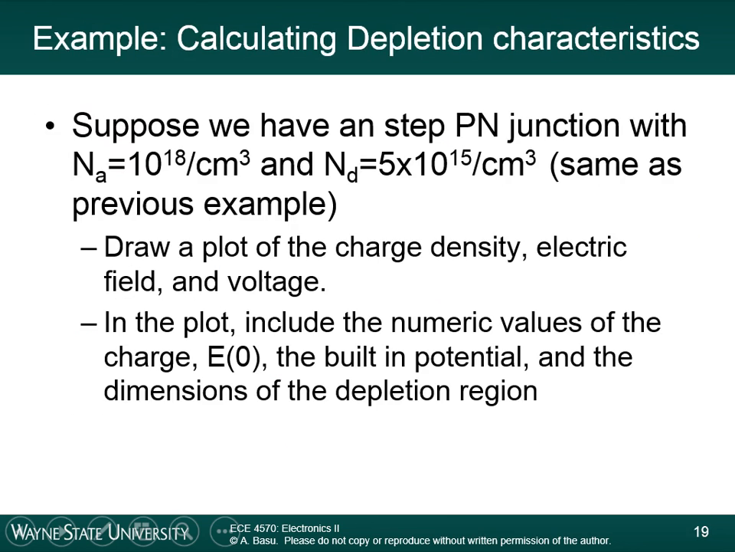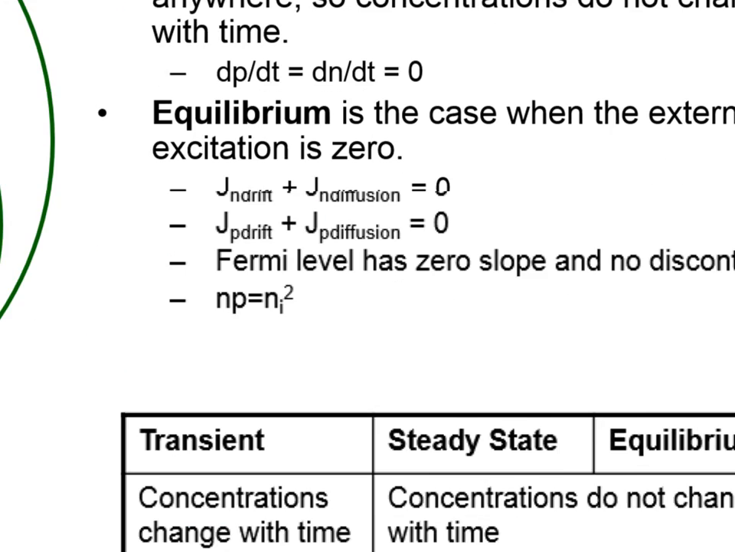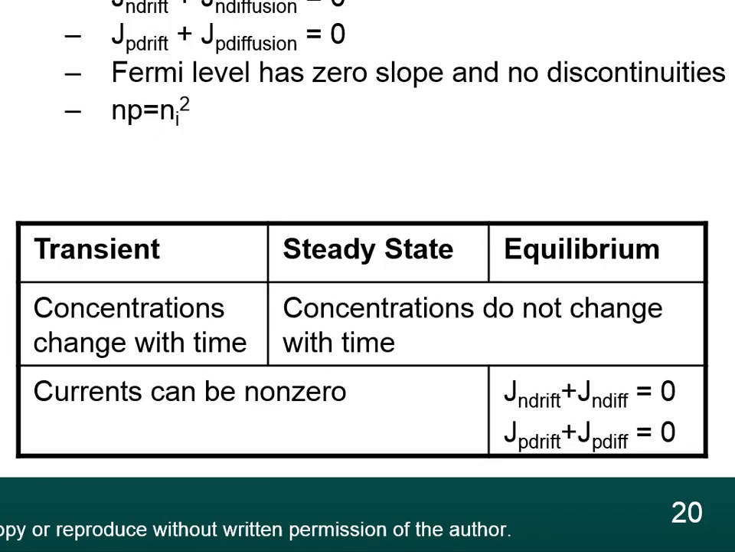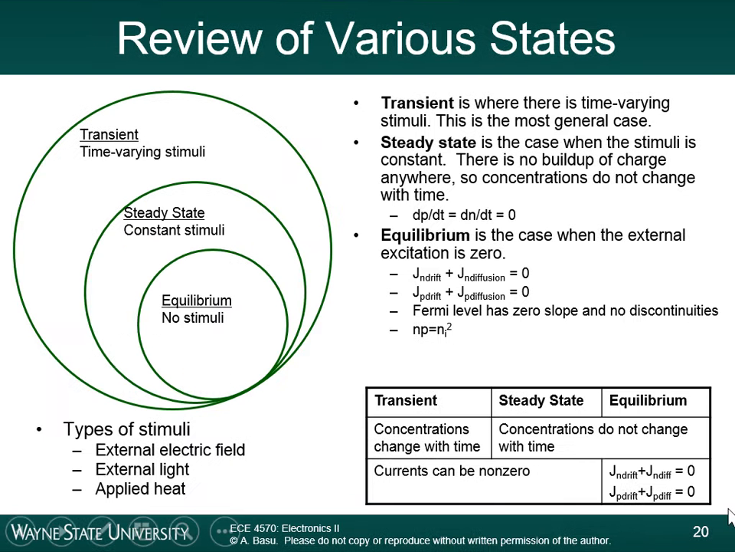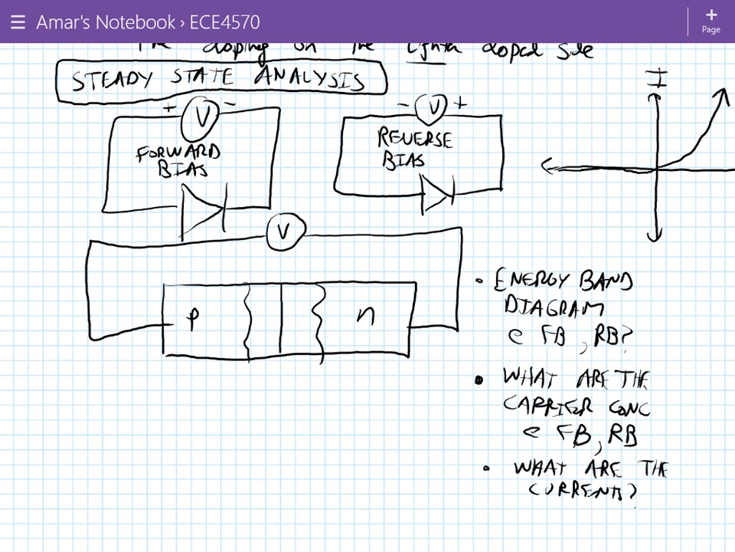Just hammer that point in here. At equilibrium, Jn drift plus Jn diffusion is equal to 0. They're equal to each other. So if you start increasing this diffusion, now you're going to have a non-zero current. Same thing for holes. So you end up with a current. And in fact, we know that when we put a forward potential on the diode, we get current flow in this direction.